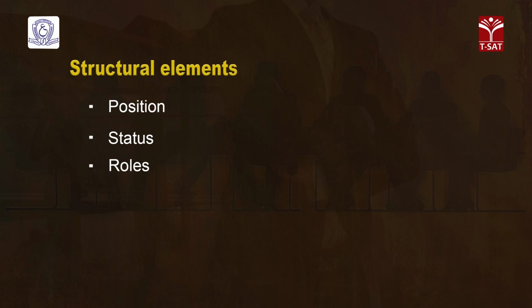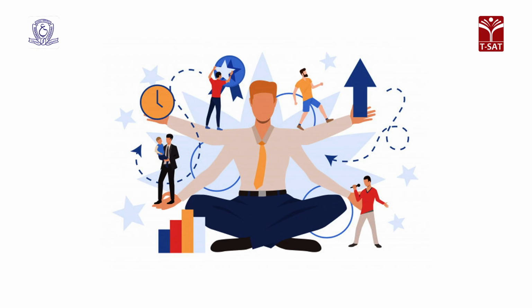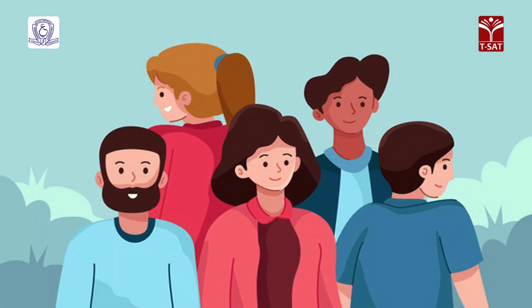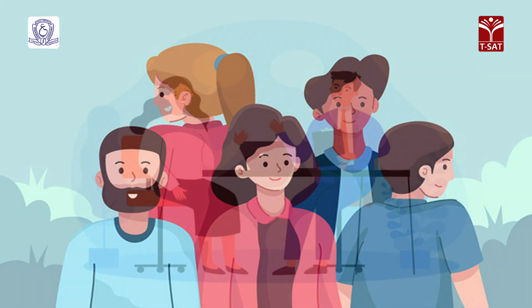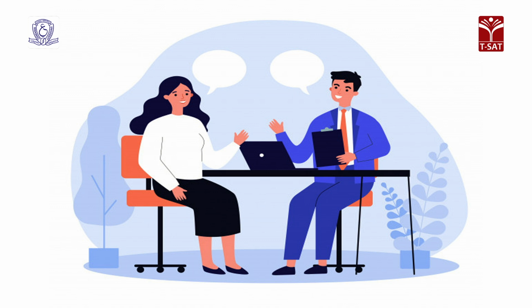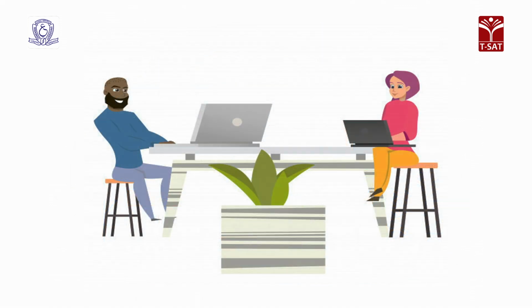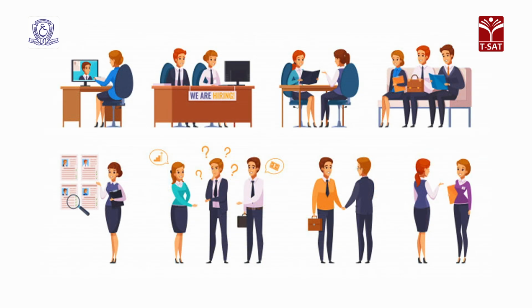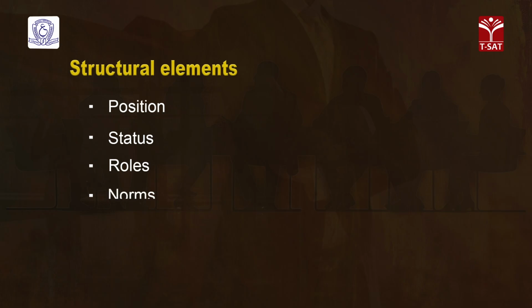Now, the third element is roles. Different people perform different tasks and are expected to accomplish different things for the group. In short, they play different roles. Roles specify the types of behaviors expected of individuals who occupy a particular position within the group. Sometimes roles are assigned. For instance, a group may select different individuals to serve as a leader, treasurer, or a secretary.